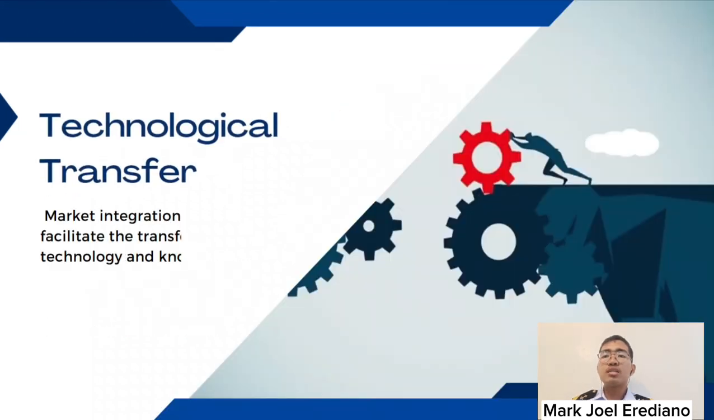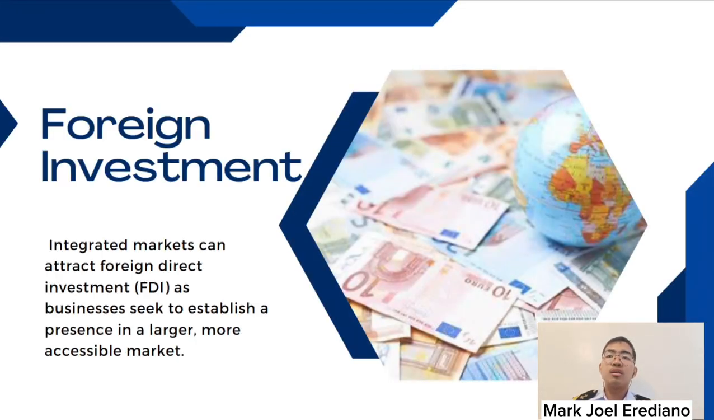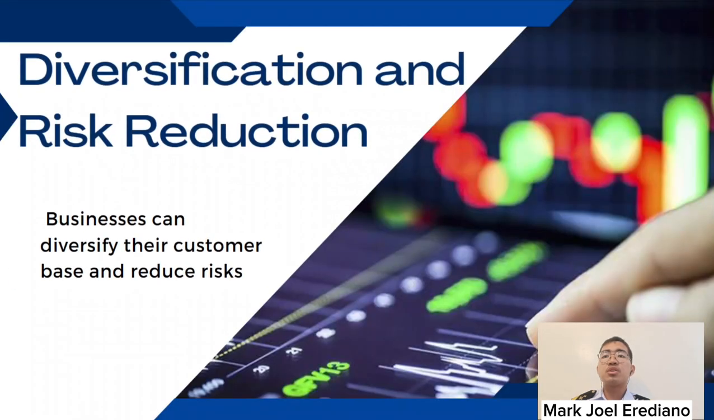And also in technological transfer, market integration can facilitate the transfer of technology and knowledge across borders, leading to innovation and improved productivity in less developed regions. Now, in foreign investment, integrated markets can attract foreign direct investment, or FDI, as businesses seek to establish a presence in a larger, more accessible market. FDI brings capital, technology, and also job opportunities to host countries. Lastly, in diversification and risk reduction, a business can diversify its customer base and reduce risk associated with economic downturns or political instability by accessing multiple markets.